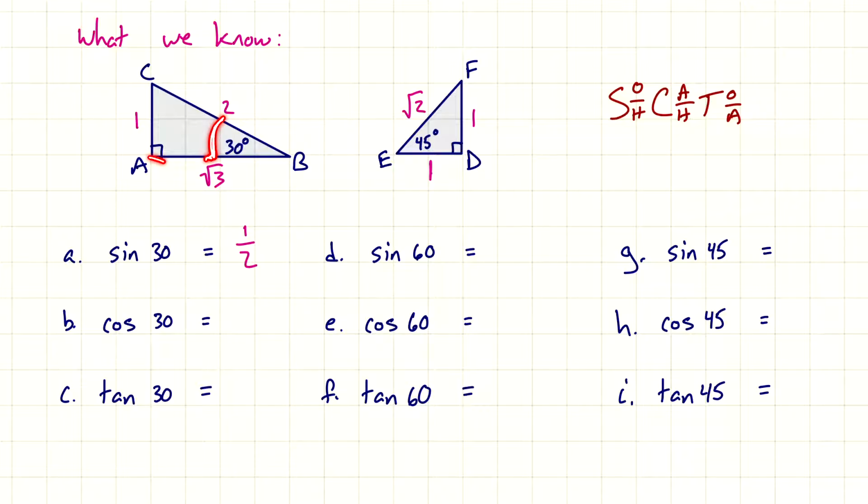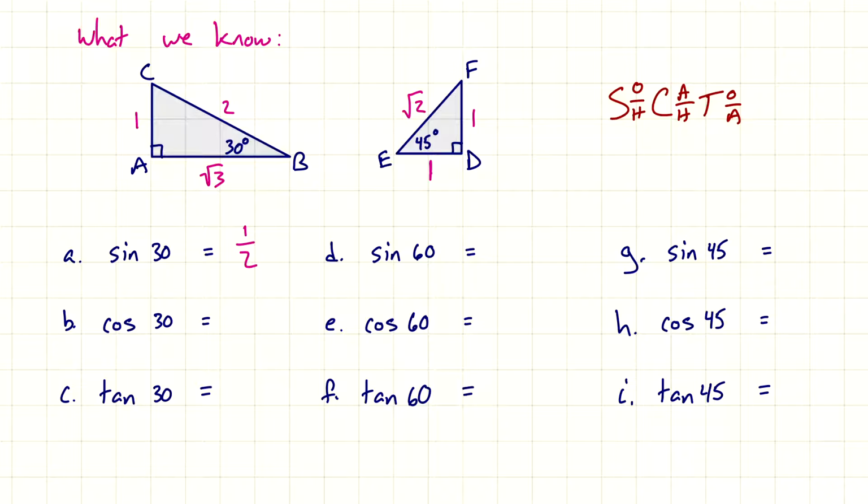Cosine is adjacent over hypotenuse. All right, so make sure you definitely know where your opposite, adjacent, and hypotenuse are in the picture. If you need to label that for this, then please go ahead and do. When we change angles, you most likely will have to change your labels as well.